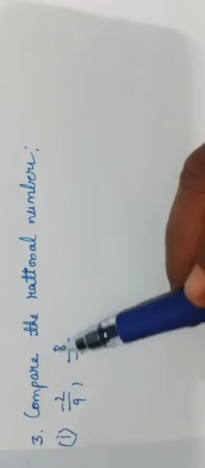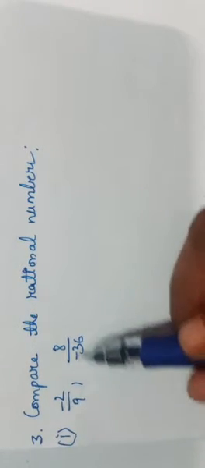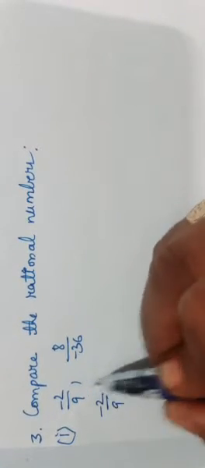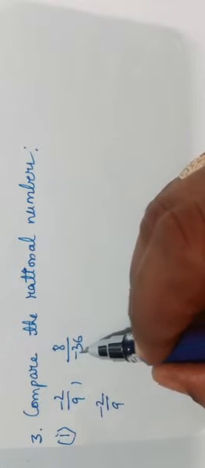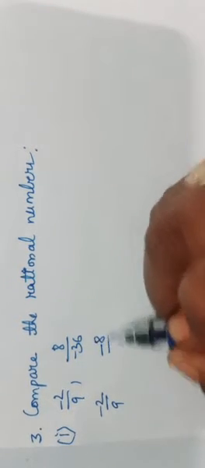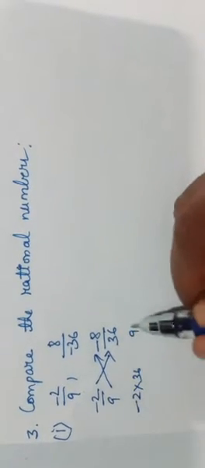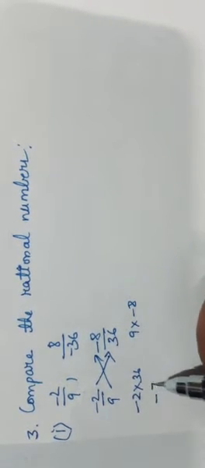Children, next question is compare the rational numbers. Here you have two rational numbers, minus 2 by 9 and 8 by minus 36. Though the first rational number is in the standard form, the second rational number is not in the standard form children. Take minus sign to the numerator, it becomes minus 8 by 36. Now cross multiply. Minus 2 into 36 and 9 into minus 8. We have to compare these two numbers, children. Minus into plus is minus, 36 2s are 72.